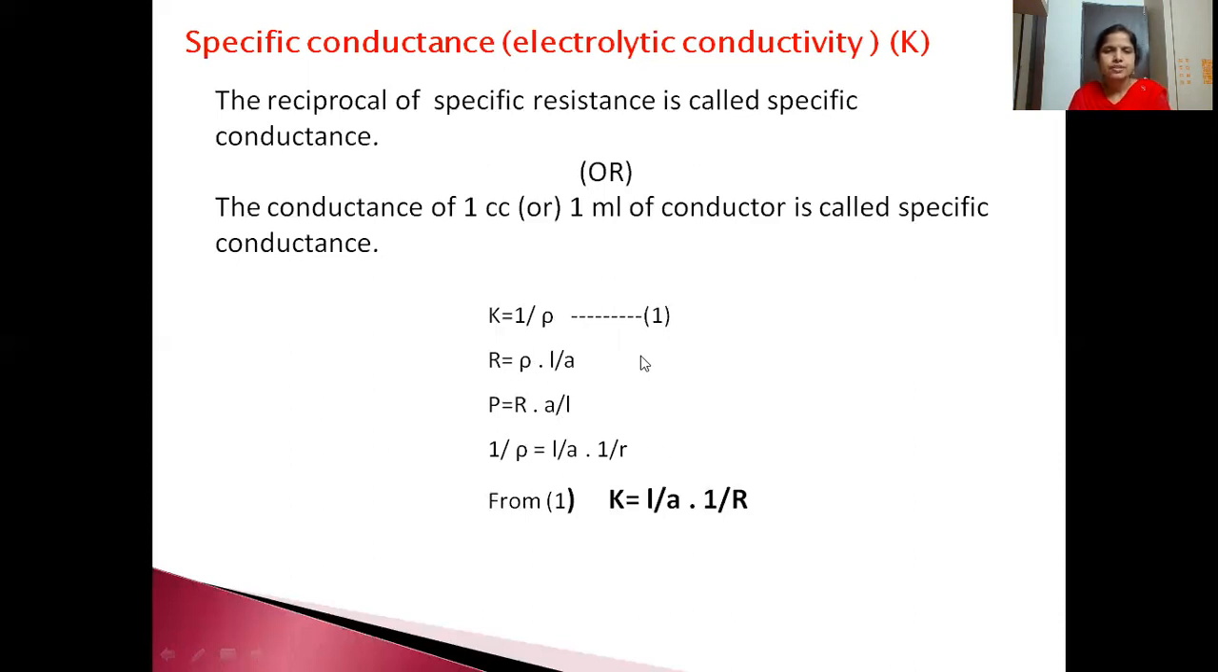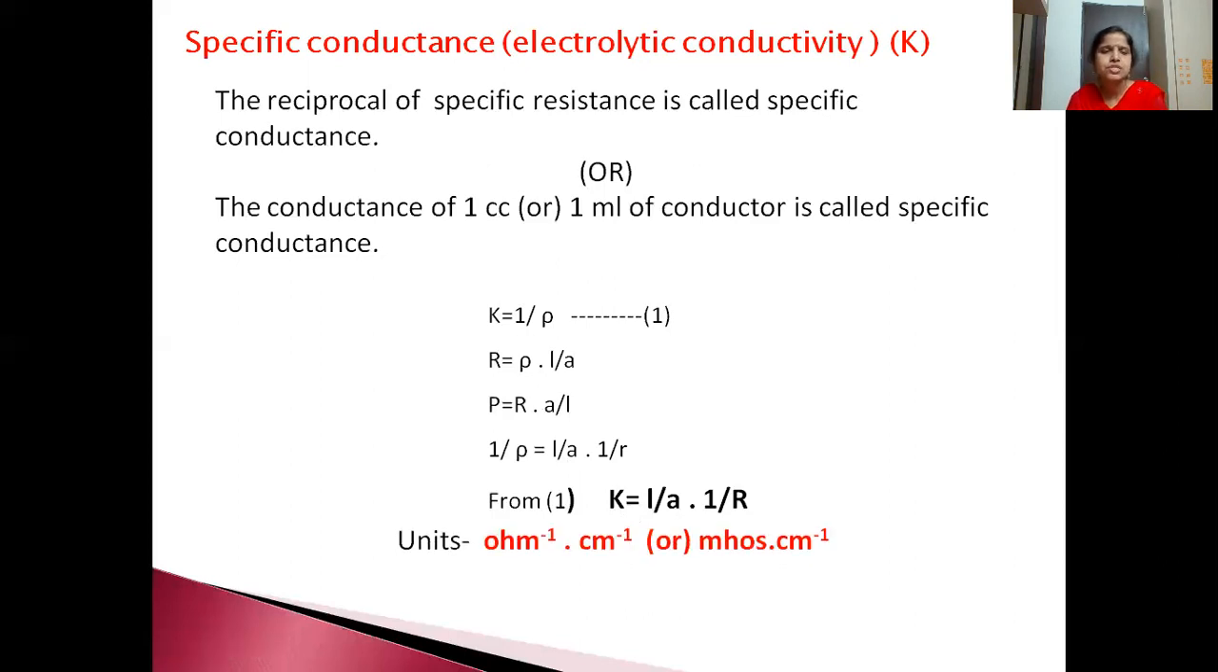Now from this, the first equation, what is 1 by rho? It is nothing but K. So K is equal to L by A into 1 by R. So this is the expression for specific conductance.